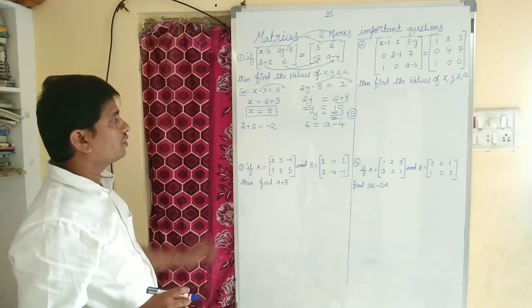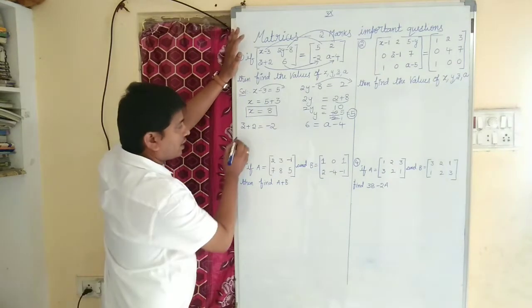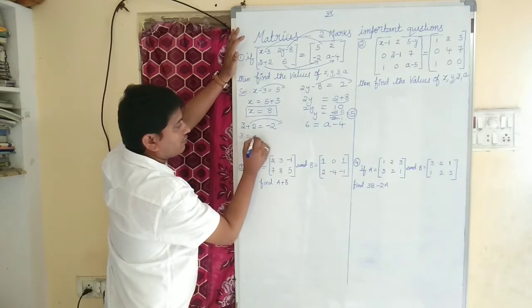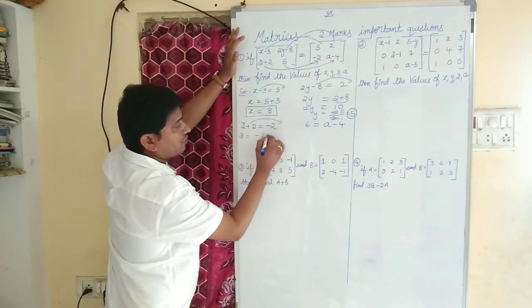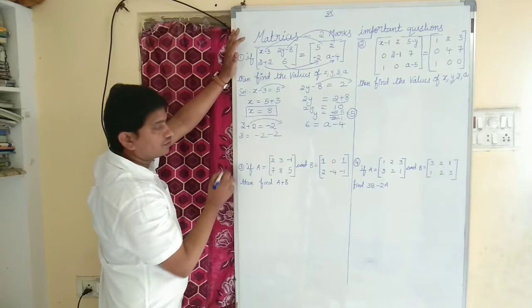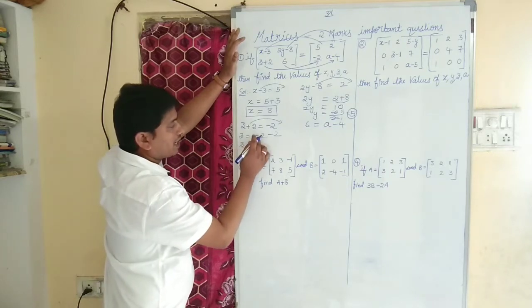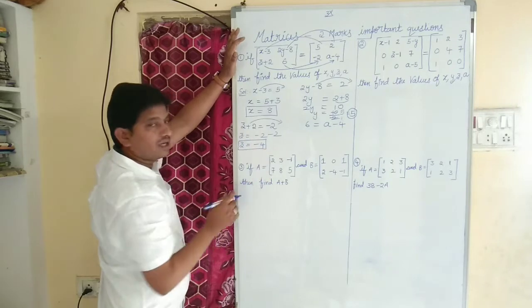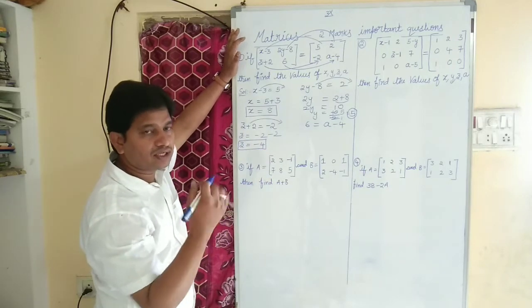Right? Now coming to z value. As here it is plus 2, if you transpose, it will become minus 2. So z equal to minus 2 minus 2, which is equal to minus 4. So what is the value of z, children? Z value is minus 4.